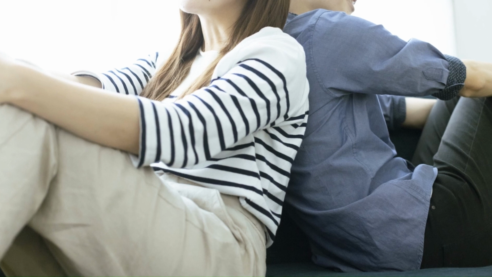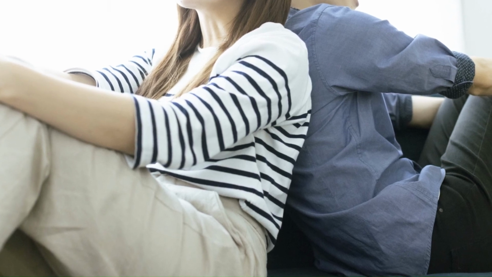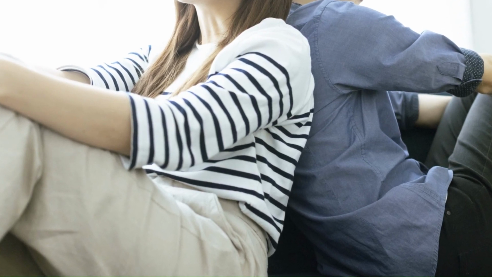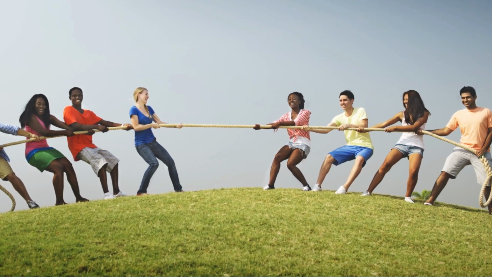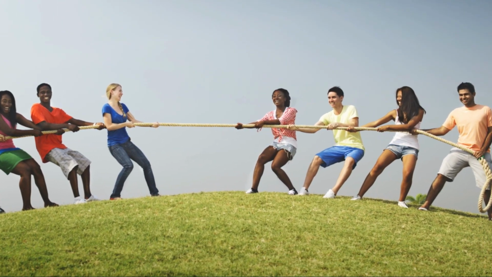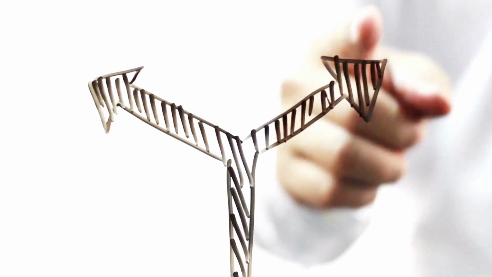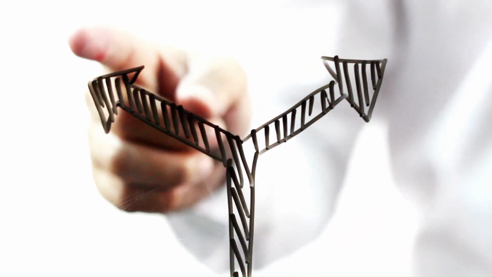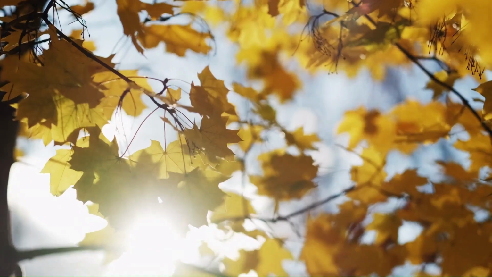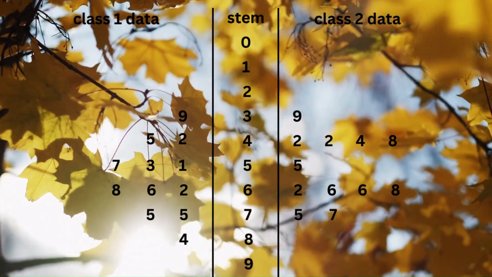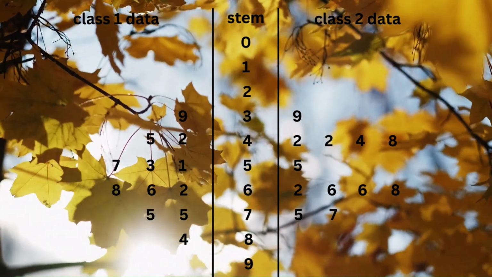We also have something called a back-to-back stem and leaf plot. This is a comparative tool that lets us view two sets of data on either side of the stem. Let's say we want to compare the test scores of two different classes. We'd place one set of scores as leaves on the left of the stem and the other set on the right. By doing this, we can easily compare the distribution of scores between the two classes.